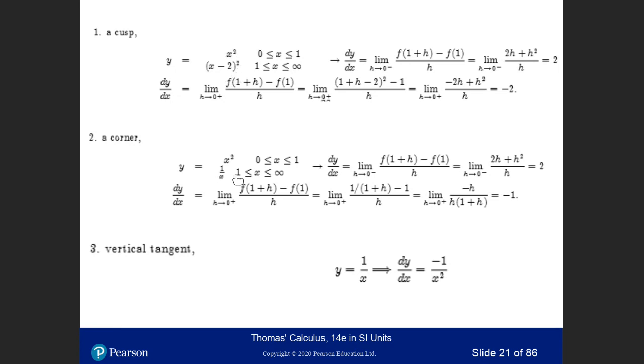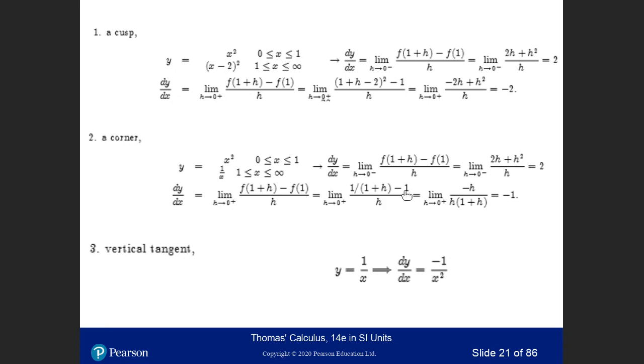Same is here. This is a continuous function at point 1. But let's look at the limits. So from the left-hand side, we know, but let's write it again. From the left-hand side, the limit is 2. Let's try to calculate the limit from the right-hand side. Here is the function 1 over x. So f of 1 plus h is 1 over 1 plus h minus 1. F of 1 is 1. So I take the limit as h approaches 0 from the right-hand side.